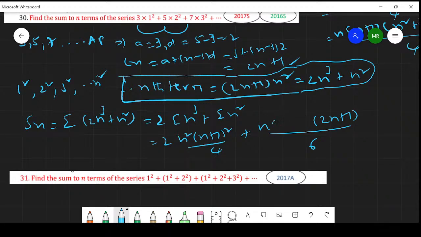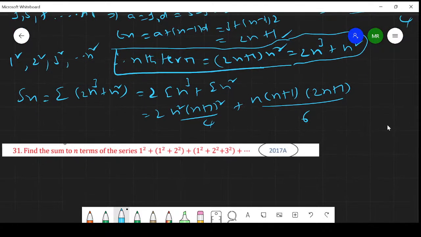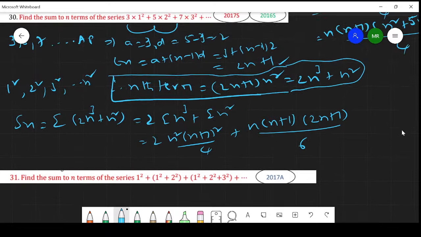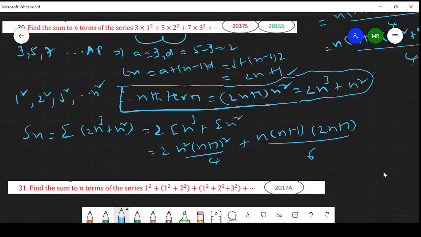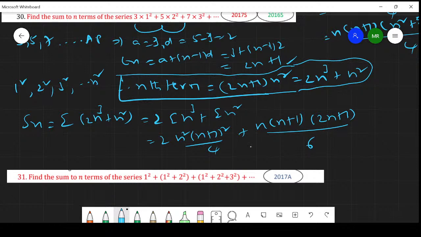This is n into n plus 1, into 2n plus 1 by 6. I should simplify this. Because you have taken 2n plus 1, n square, nth term, odd numbers into n square. Multiplying 2n cube plus n square. 2 into sigma n cube, sigma n square. You simplify. You take n into n plus 1 by 2 common. It will go like this, right? You simplify.